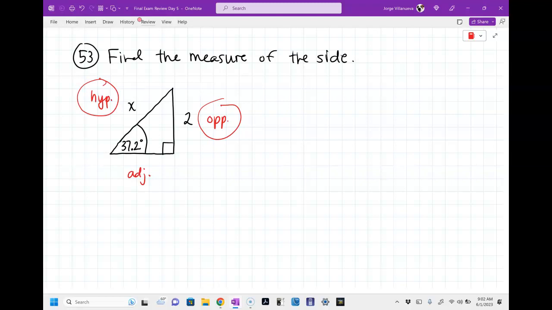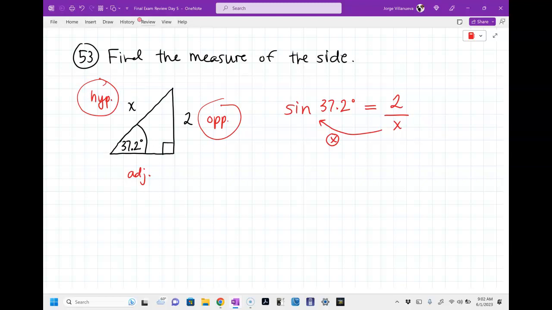That's a sine function, right? Opposite over hypotenuse. So sine of my angle, 37.2 degrees, is equal to 2 over x. Now, in order to do this, I'm going to have to get the x out of the bottom. So I'm going to have to multiply the x over to the other side. So I did one of these because these are considered the challenging ones, and you are going to have one of these on your test, okay?